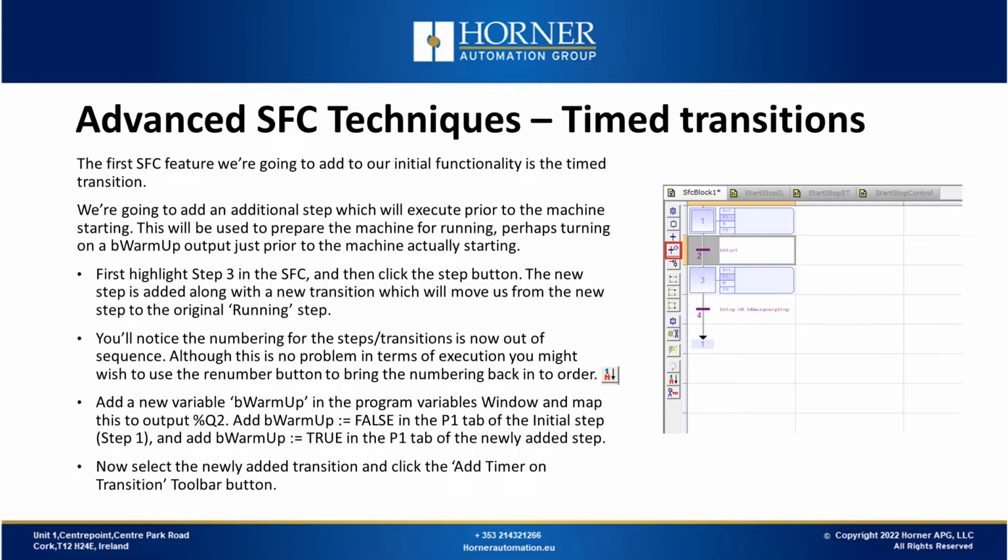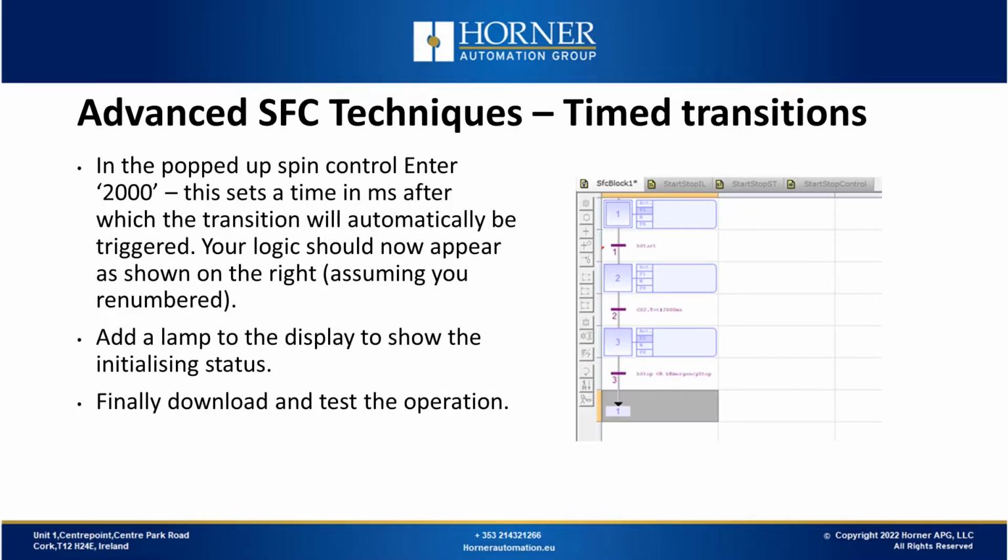the output Q2. We'll add bWarmup equals false in the P1 tab of the initial step, which is step 1, and add bWarmup true in the P1 tab of the newly added step. Then we'll select the newly added transition and click the Add Timer on Transition toolbar button. In the popped up spin control, enter 2000, as this sets a time in milliseconds after which the transition will automatically be triggered. Your logic should now appear as shown on the right, assuming that you renumbered.